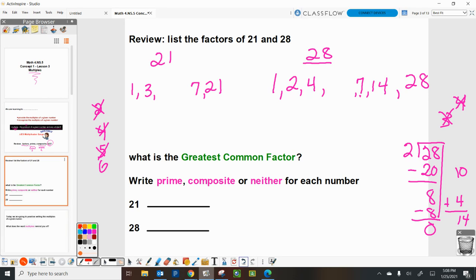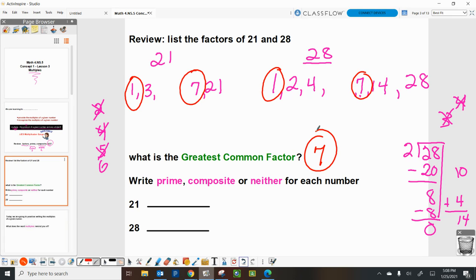Now I need to find what factors they have in common. Well, they have a 1. No 3. They have a 7. Now 21, 14, and 28. So the greatest one that they have in common is a 7. Now, is 21 prime or composite? Well, it's got more than 2 factors, so it is definitely composite. 28 also has more than 2 factors, so we know that it is composite as well.